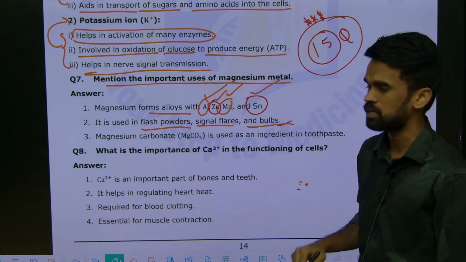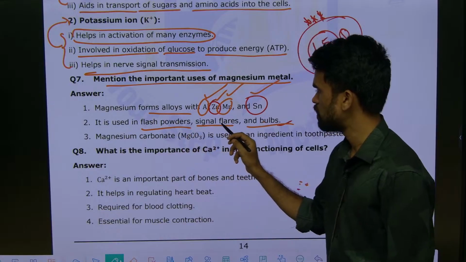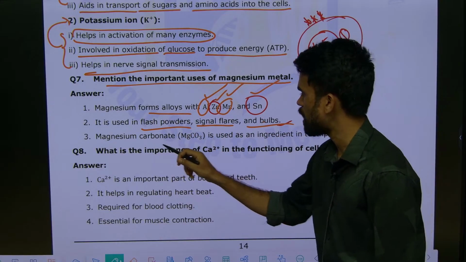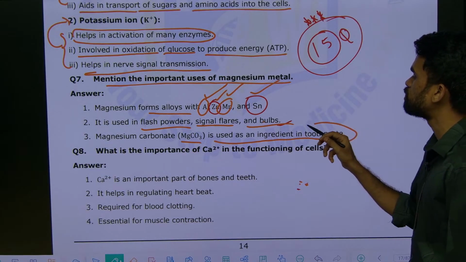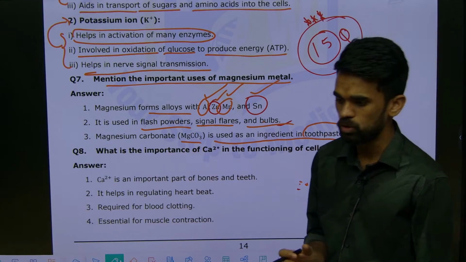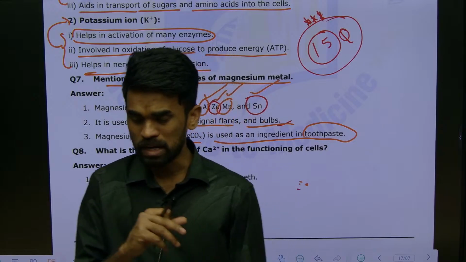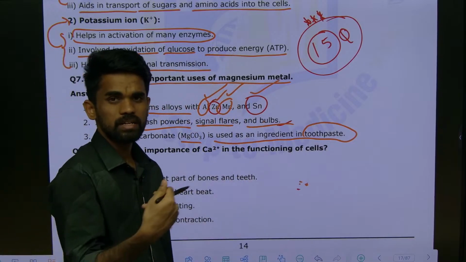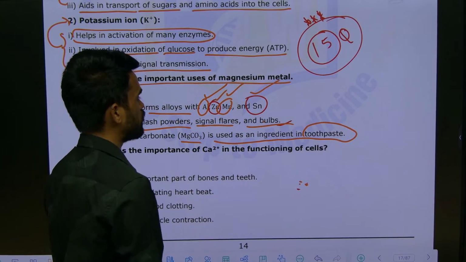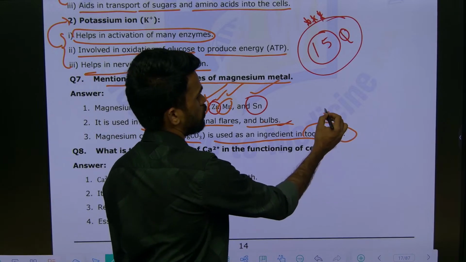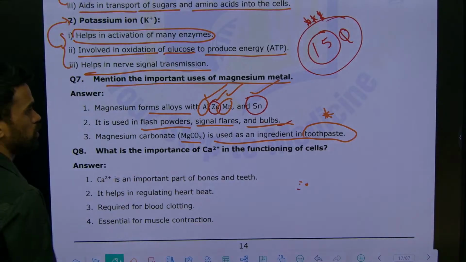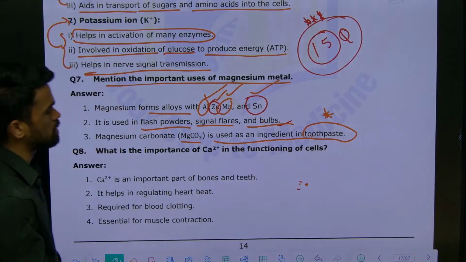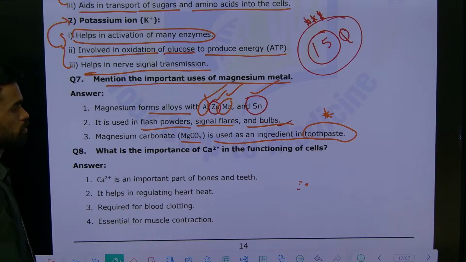Where is it used? Flash powders, signal flares and bulbs. Magnesium carbonate, MgCO3, is used as an ingredient in toothpaste. Take any toothpaste and check the ingredients. One of the ingredients is magnesium carbonate. Apatites are used along with calcium carbonate, and magnesium carbonate is also used.